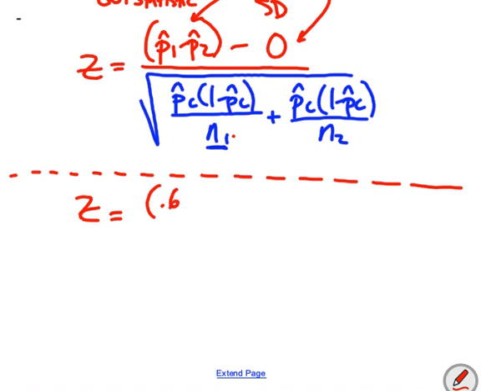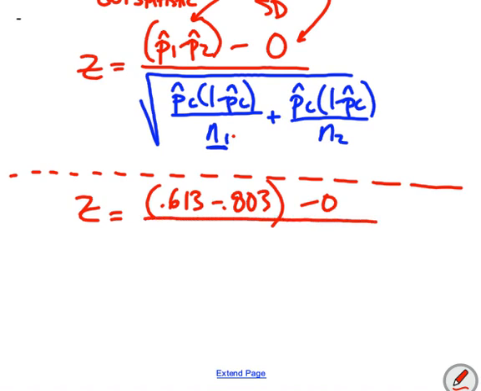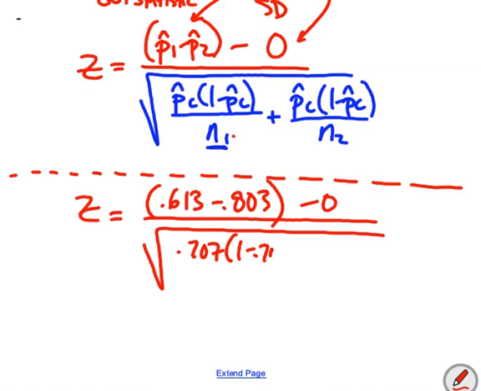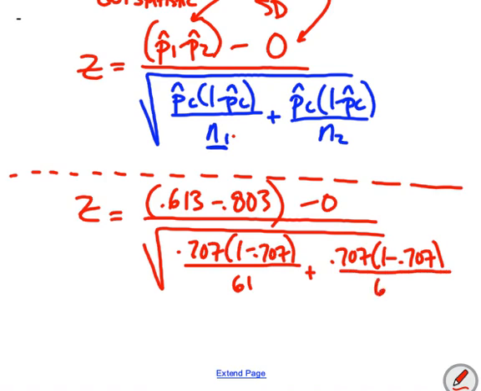Our actual proportion, our statistic in this case, one of our proportions was 0.613, the other was 0.803. And then we subtract off that parameter again. Down here, we're just going to write the formula itself. P hat combined, this is 0.707 times 1 minus 0.707 divided by 61. And again, 0.707 times 1 minus 0.707, all over 62 in this case. So we have our big standard deviation formula here. We're just making a slight adjustment because of that hypothesis.